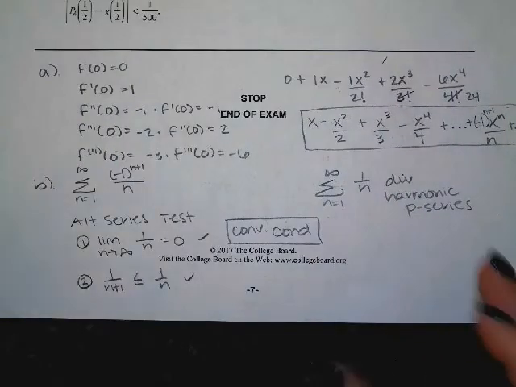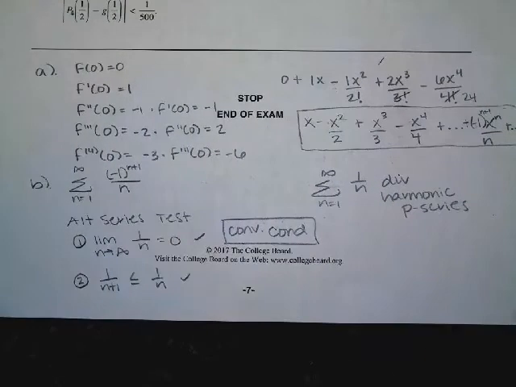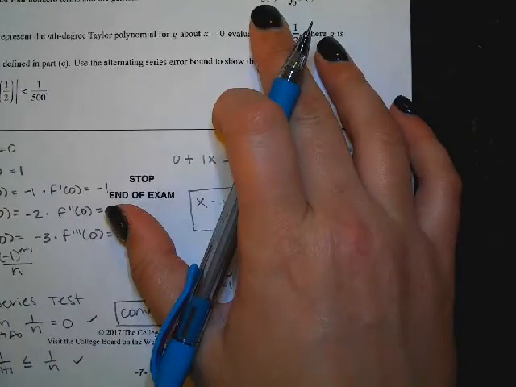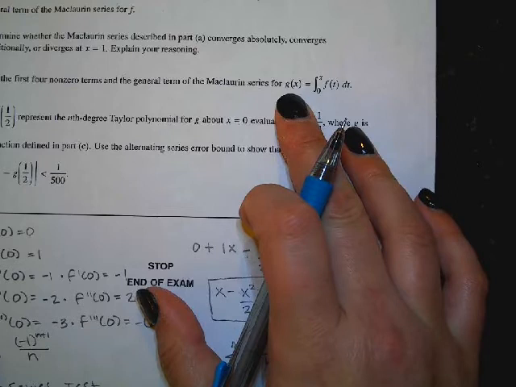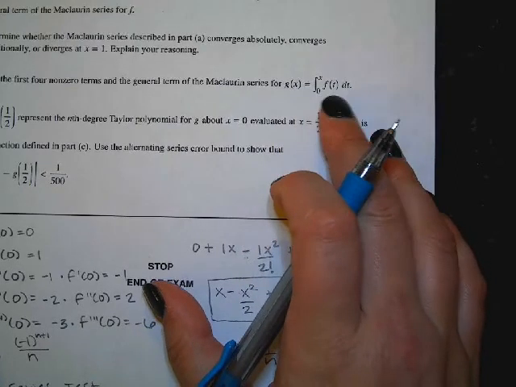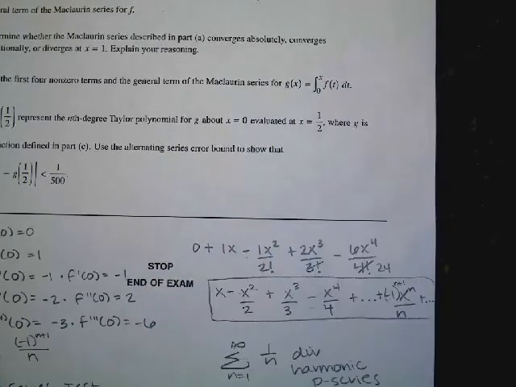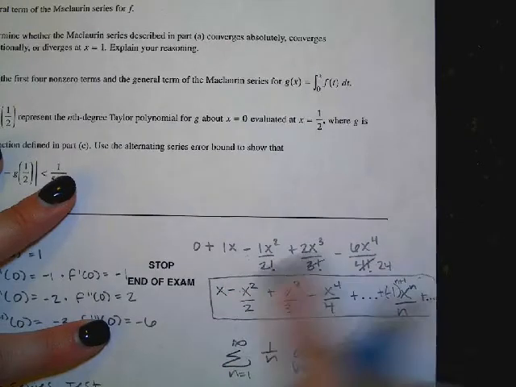And all of this work should be explanation enough of your reasoning. All right, part C says to write the first 4 non-zero terms and the general term, and it says g of x equals the evaluation from 0 to x of the integral of f of t dt. So we already have f of x, that's this stuff right here.